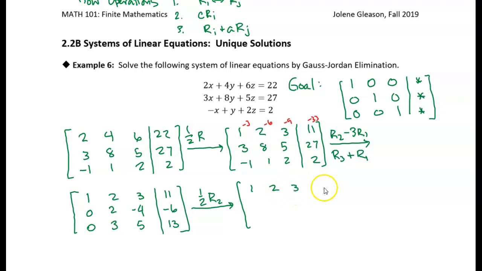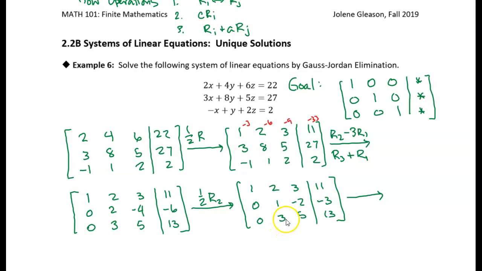I'm just going to take that little baby step, and I'm not going to change row 1 at all. So I'm just going to copy it down, and I'm going to take 1/2 of the second row. So 1, -2, -3. And I'm going to leave row 3 as it is. So 0, 3, 5, and 13. So I got the 1 where I want it, and now I want zeros above and below it.